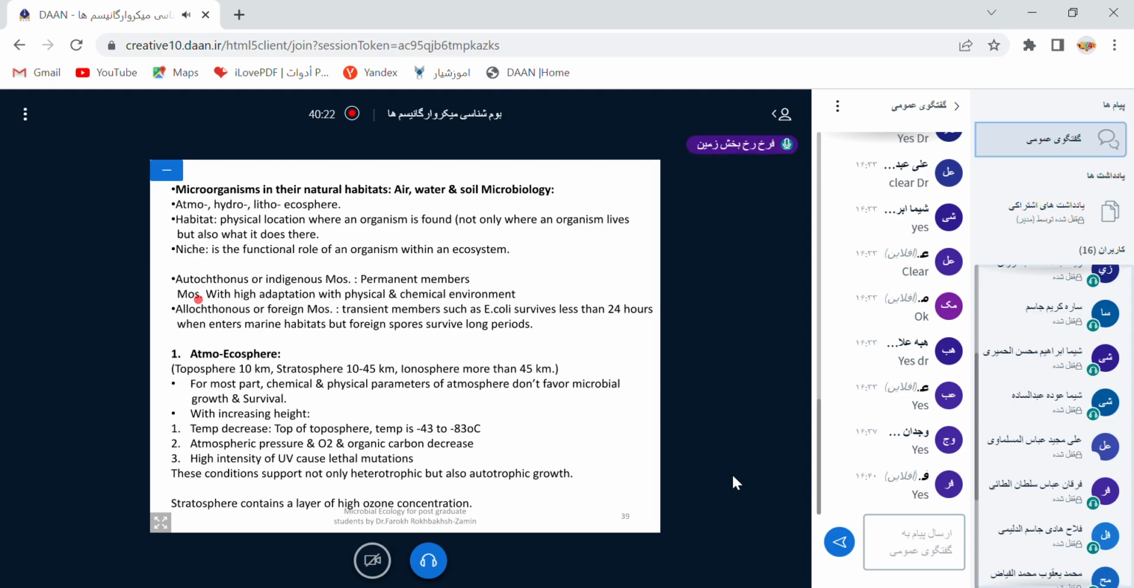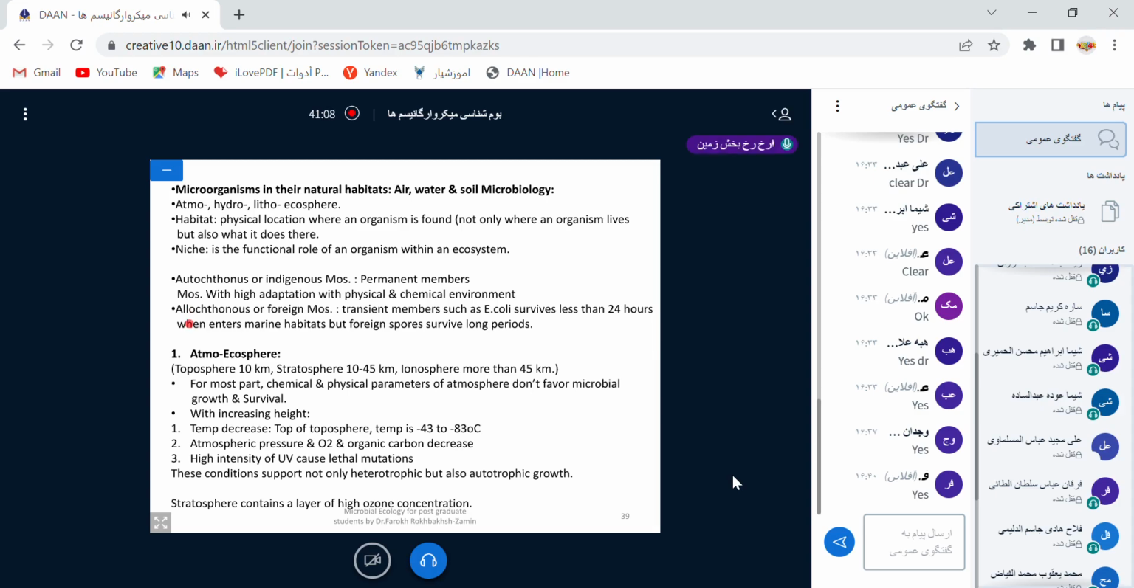So when we say native microorganisms, they are autochthonous or indigenous microorganisms, which are permanent members of one place. Microorganisms with high adaptation to the physical and chemical environment. So there are many microbes adapted to the soil. There are many microbes adapted to the water. But there is no adaptation to air, because air is not a good place for growing, for multiplying.